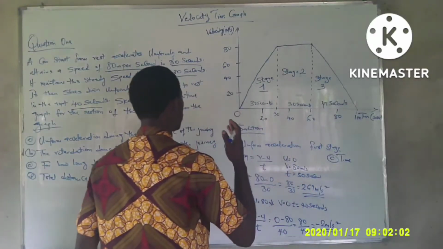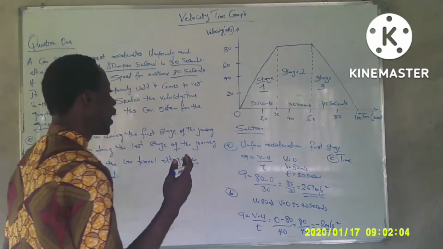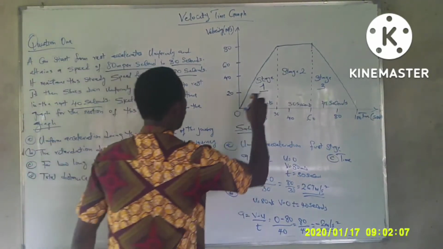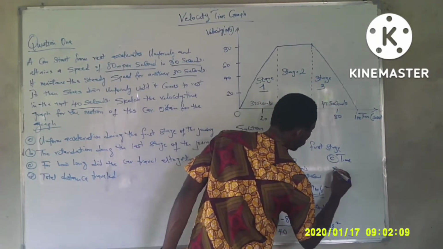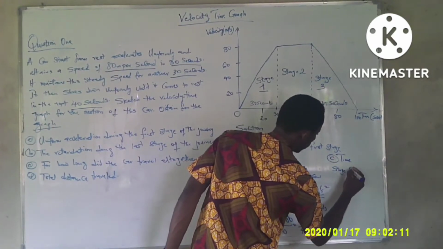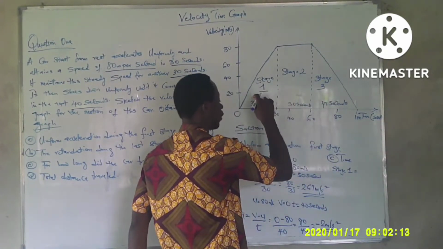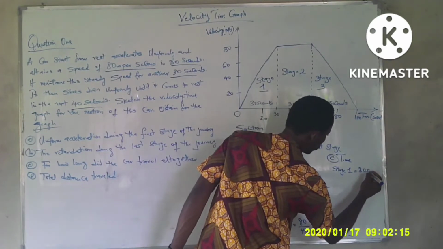So the vehicle used in travelling the whole journey, and the time is, for the first stage, the vehicle used 30 seconds.